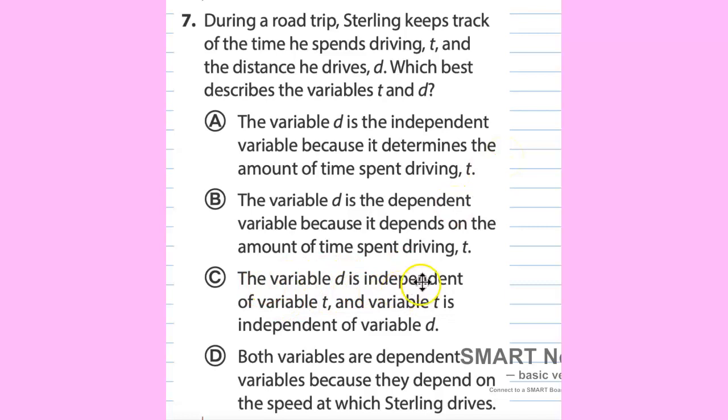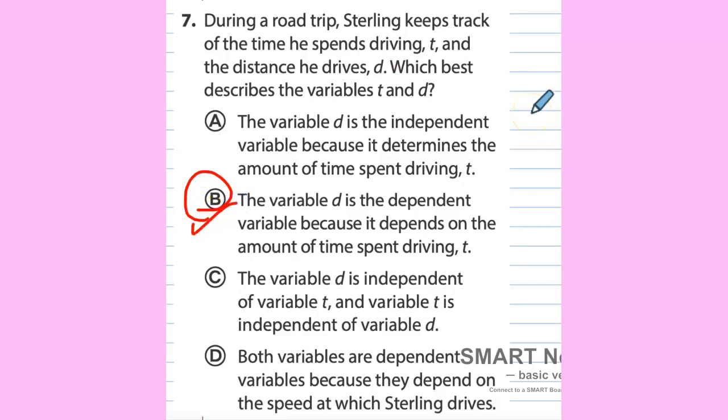The variable D is independent of the variable T, and the variable T is dependent on the variable D. I don't think that's correct. The distance is dependent on the time. The distance will depend on the time you travel. Both variables are dependent? This situation will never have both variables dependent on each other. So the best answer we could have here is B: the variable D is dependent because it depends on the amount of time you spend. Your distance traveled will depend on the amount of time you were driving. So the answer here is B.